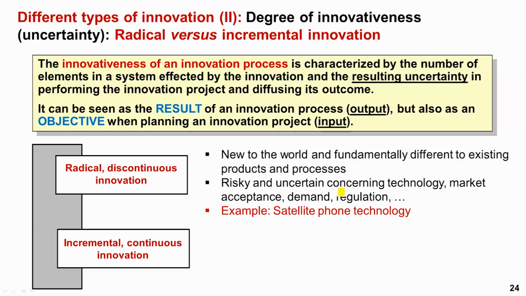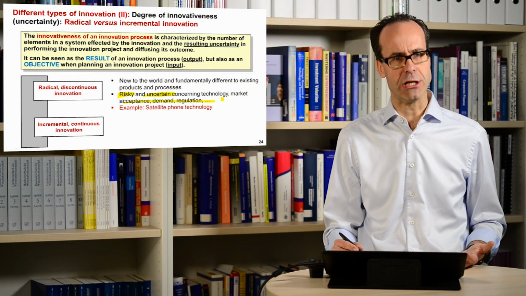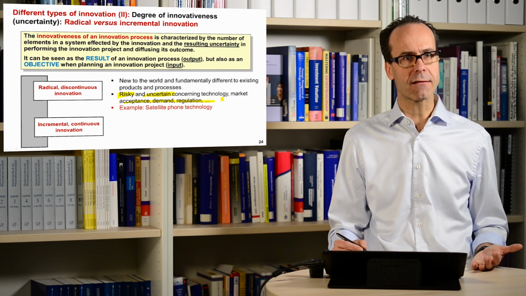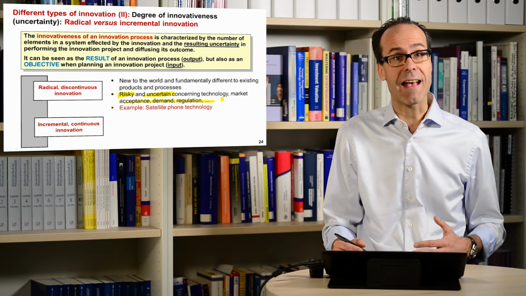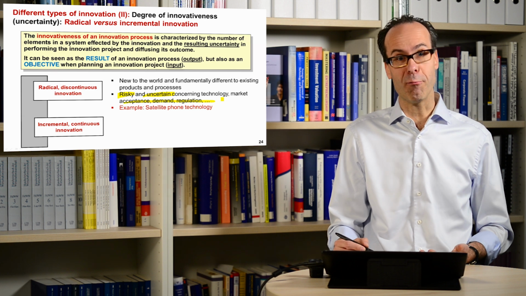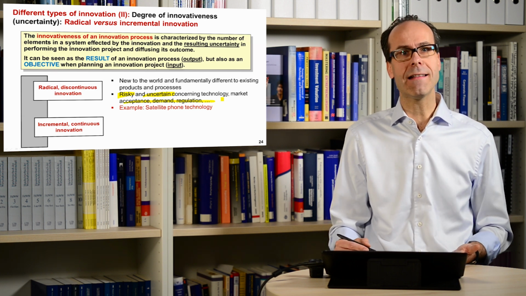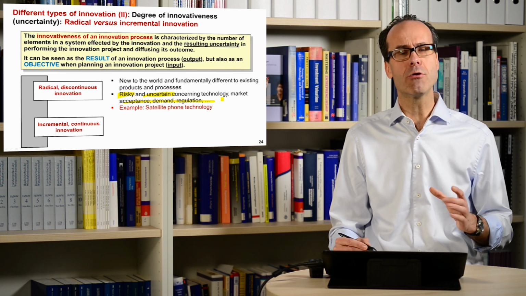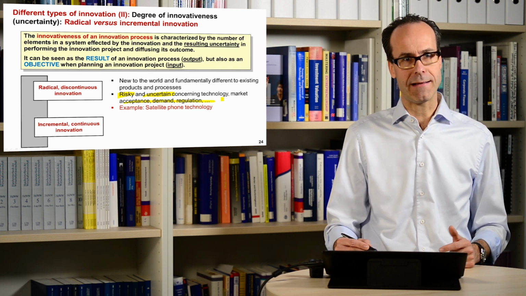They are very risky. There's a lot of uncertainty concerning the technology, the market acceptance, the demand, perhaps also the regulation. Think about satellite phone technology. This was a technology that was launched many years ago and failed. But currently a lot of companies are investing again large amounts of money in putting different satellites up to the sky that you really have coverage all over the world where you don't have cell phone capacity available.